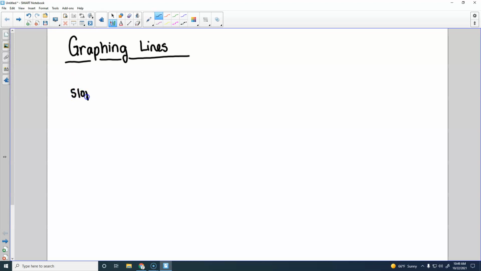Slope intercept form. We have already learned, a lot of times you may not know the term slope intercept form, but you know what I'm talking about if I say y equals mx plus b. Okay? So write that down. I want you to know that term, slope intercept form.